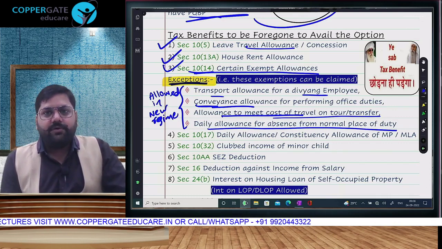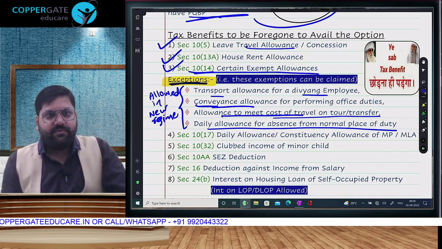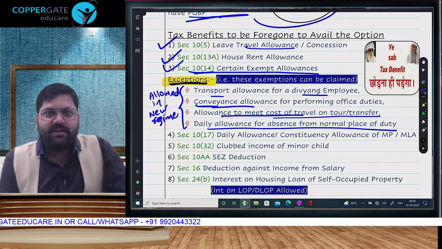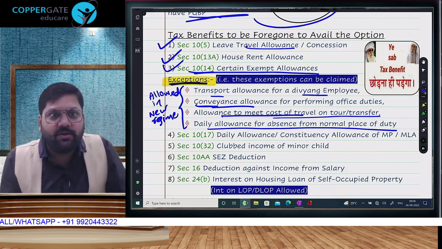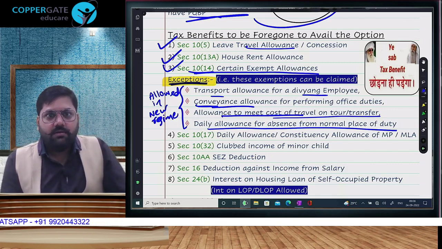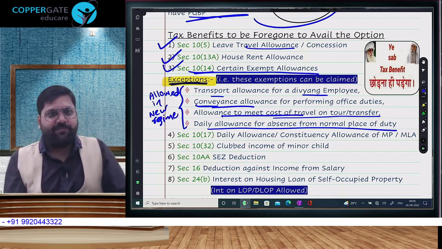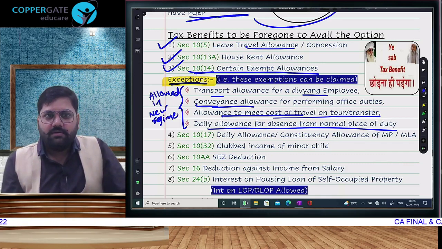Supposedly your duty is at the Fort office, but your boss says no, for 1 month you have to work in the Mulund office, and for that I will give you the expenditure of traveling. Bosses have to give you, no? And that amount also you will spend, no? For traveling. Boss will give you only what you have spent. He won't give you anything extra. Correct or not? The amount that you spend is exempt.